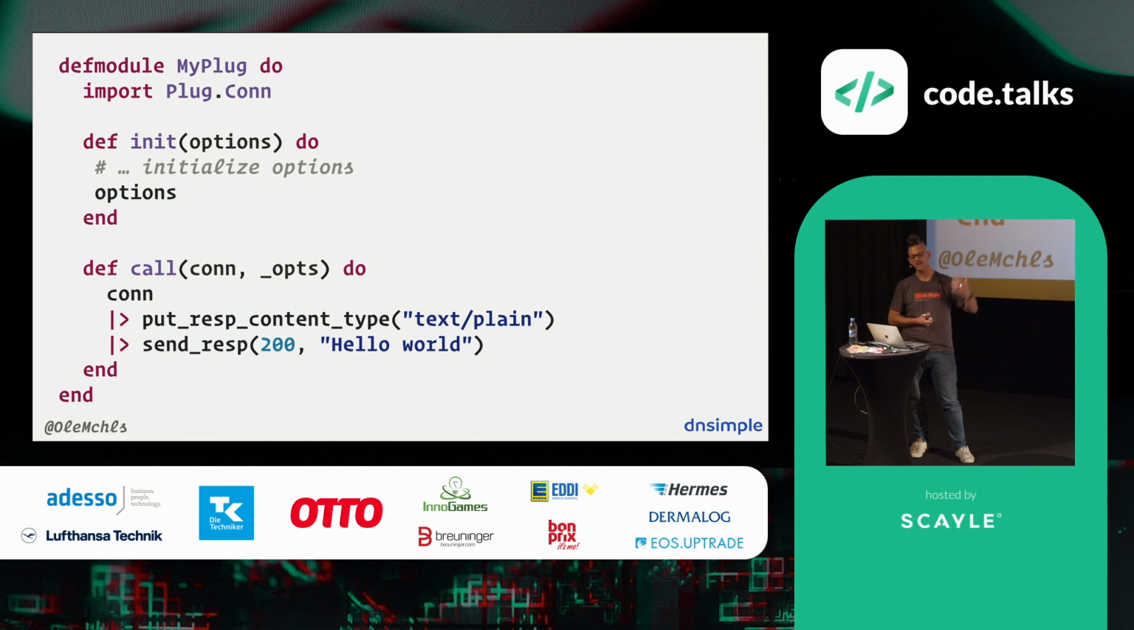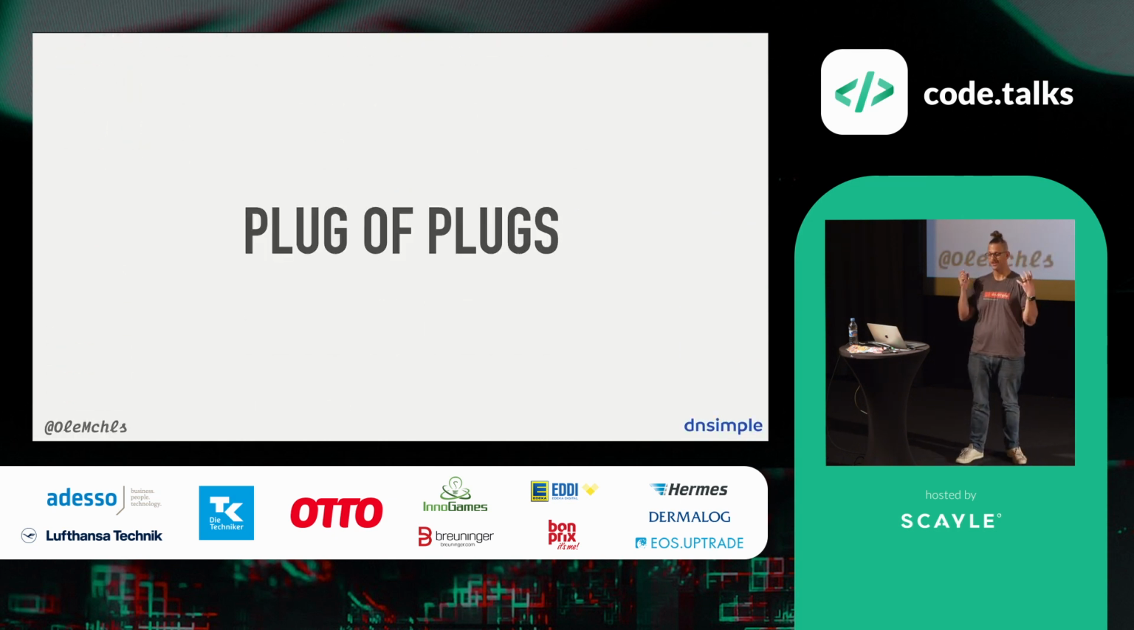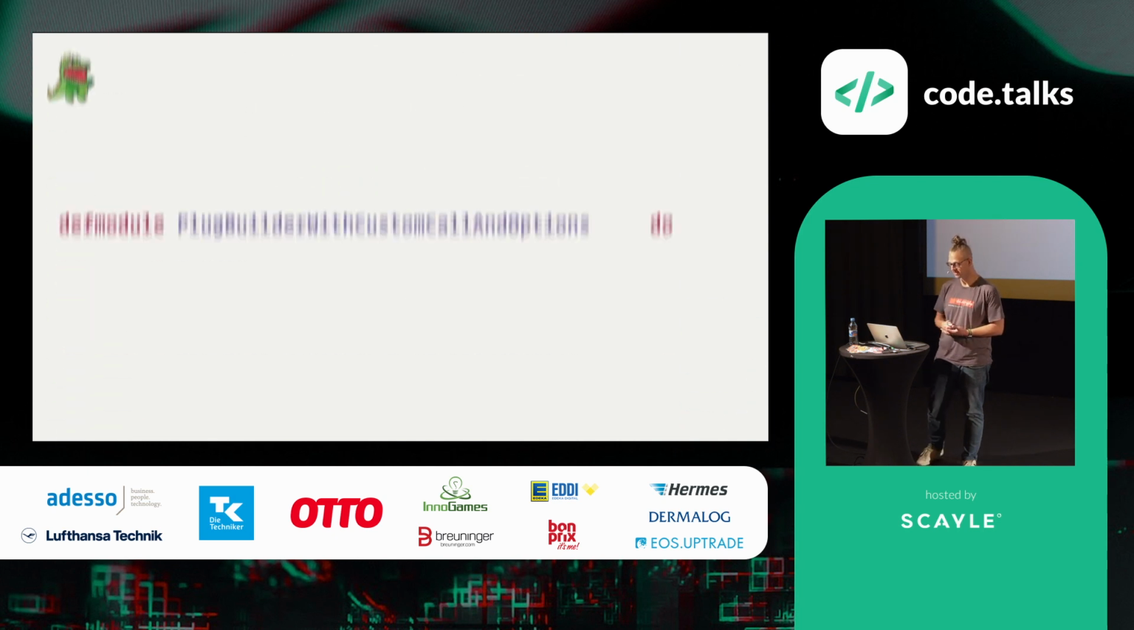So what are we doing here? We're calling our plug. We are putting the response content type as text/plain, and then we are sending out the response with the HTTP status code 200 and the body of "hello world." So we'll come back to this. But this in itself is pretty boring. And in order to understand why Plug is so powerful and interesting, we need to look at the concept of having a plug of plugs. So you can combine those. This is really where Plug shines.